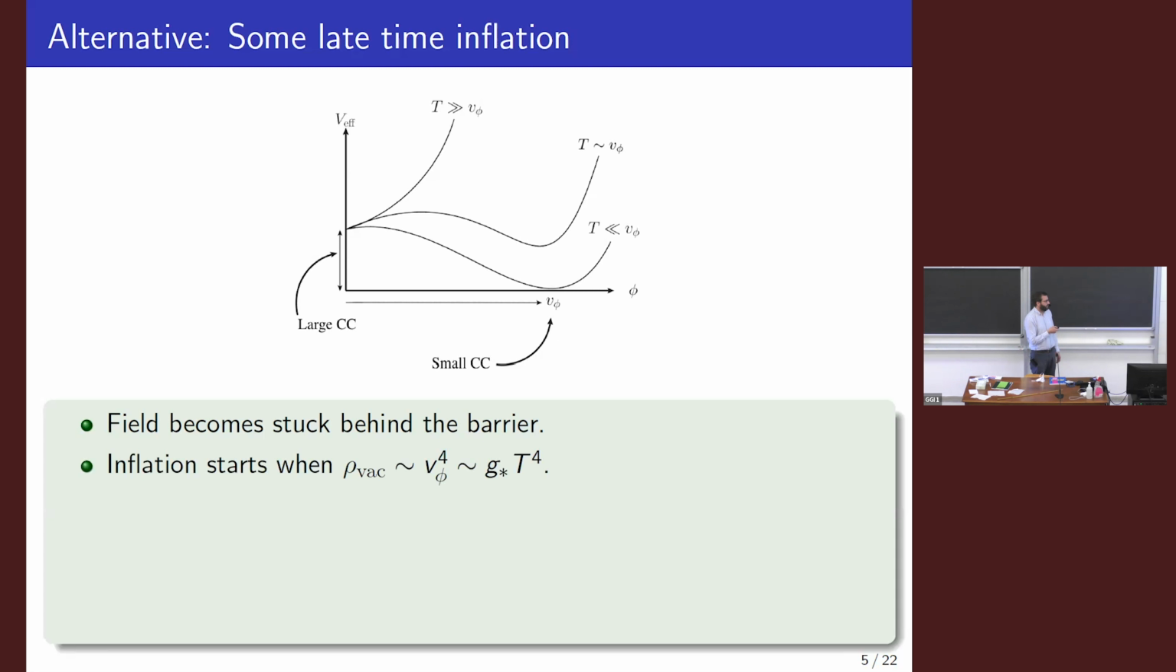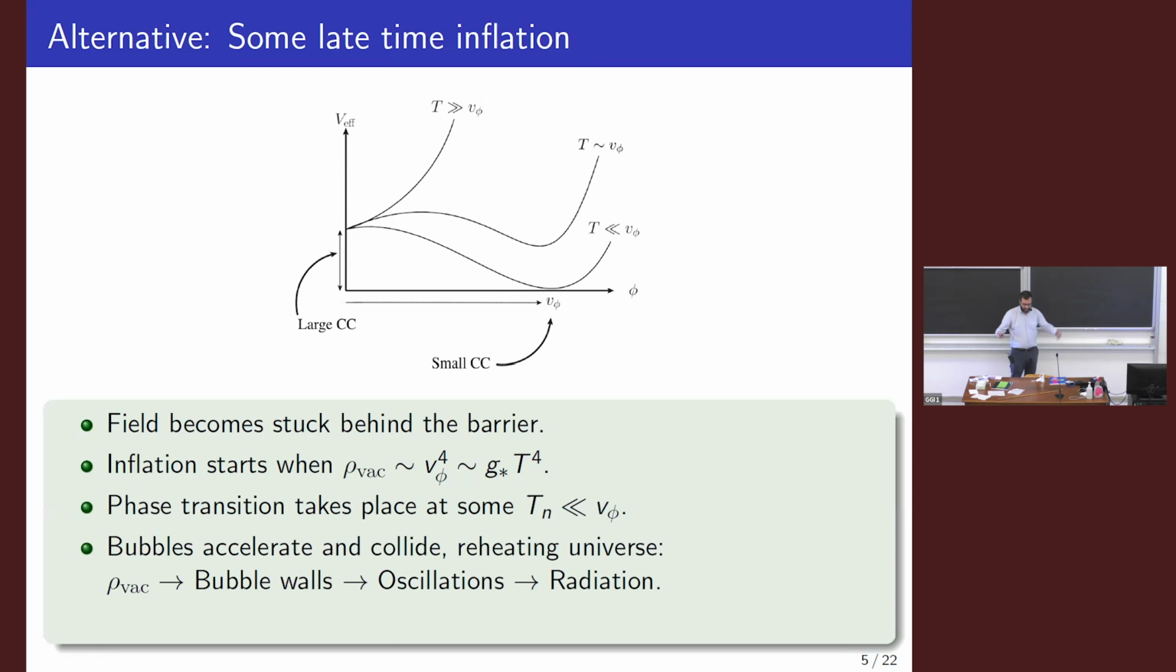So if this happens, you're here at this state with a large cosmological constant compared to the small CC we observe later on in the universe. And so inflation will start when this energy density from the large CC becomes of the same order of magnitude as the radiation energy density. And here in the picture we're interested in, the temperature of nucleation will be far below the scale of this VEV here.